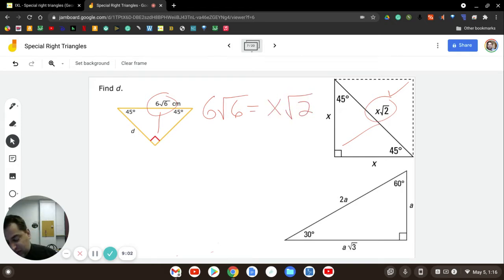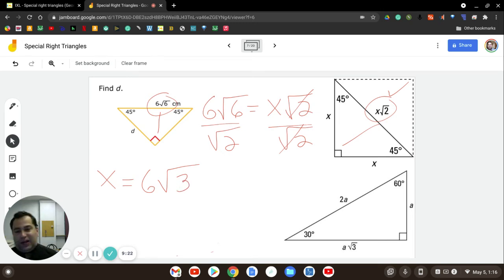I'm going to divide both sides by the square root of 2. Cross off what we have in common here. I'm left with x equals 6, and then 6 divided by 2 is square root of 3.